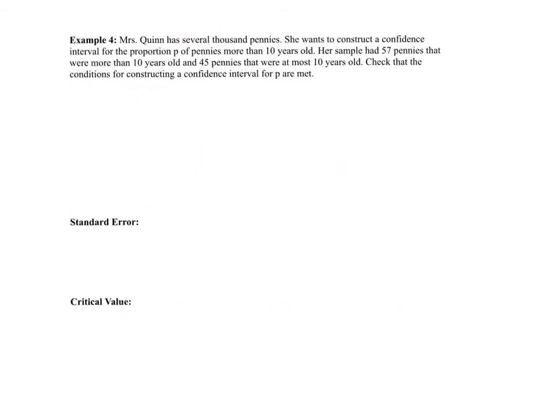So let's do an example. We have a woman named Mrs. Quinn who has several thousand pennies. She wants to construct a confidence interval for the proportion P of pennies that are more than 10 years old. This is what we're going to be looking for: the proportion that are more than 10 years old. So her sample has 57 pennies that were more than 10 years old and 45 that were at most 10 years old. First thing we want to do is check the conditions.